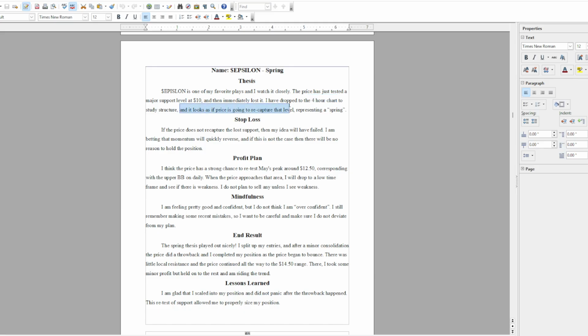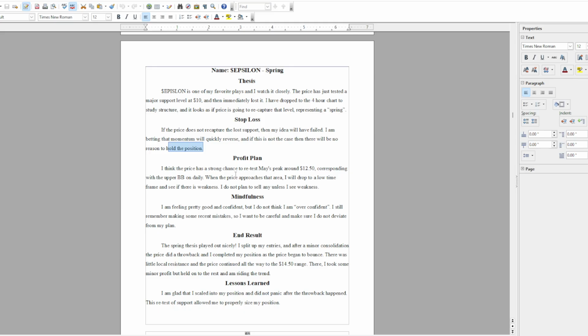It looked like it's going to recapture the level, and that would be a spring, and that's the thesis, that's the idea. If the price does not capture that level, the idea will have failed. This individual believes that momentum will reverse and the price will rejoin the larger trend. And if it can't break and hold that level, then there's no reason to hold the position. This is a very clearly defined trading idea.